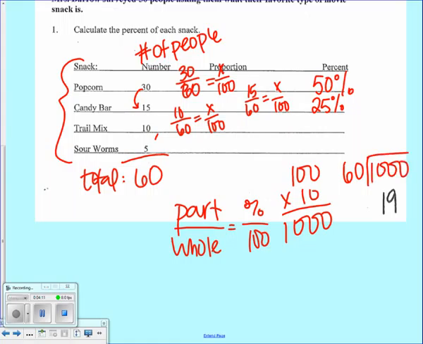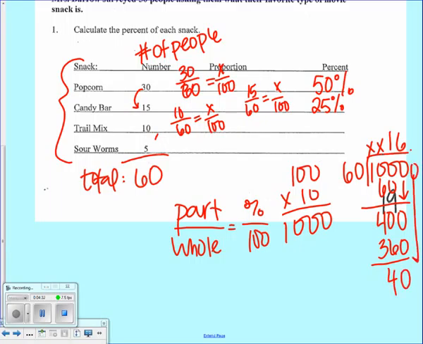And does 60 go into 1? Can it go into 10? Can it go into 100? Yeah, once. We get 60. Subtract, and we get 40. Bring down our 0. And how many times does 60 go into 400? 6. 6 times 60 is 360. We subtract and we get 40 again. What are we noticing? It's going to be a repeating 6 there. So this is going to be 16.6 repeating percent.